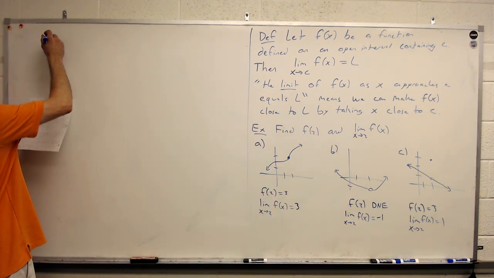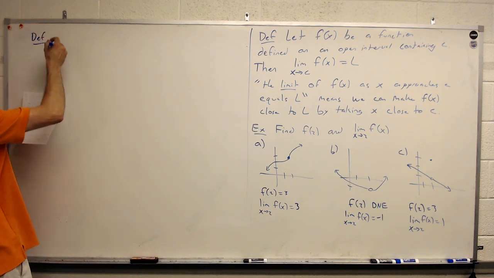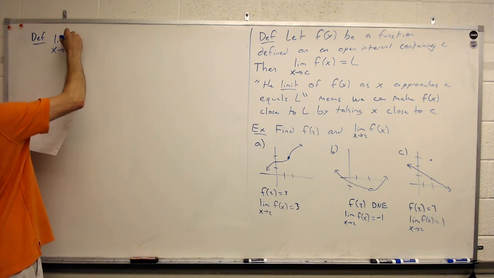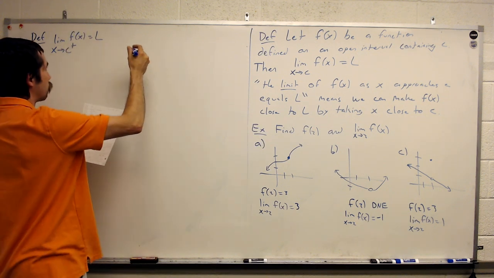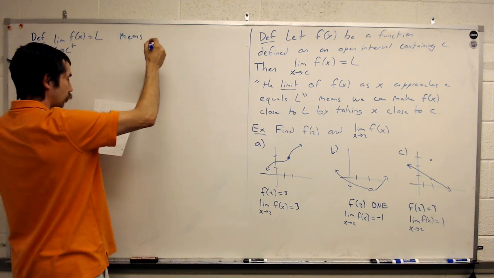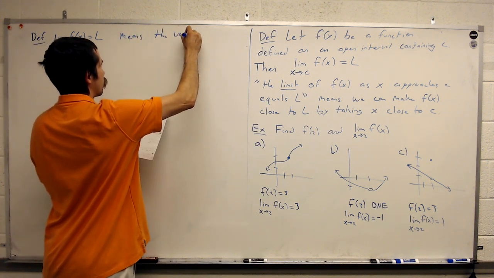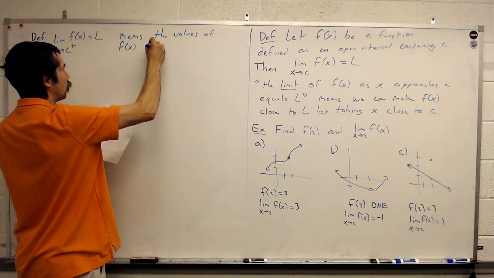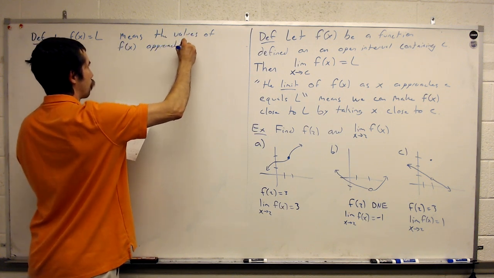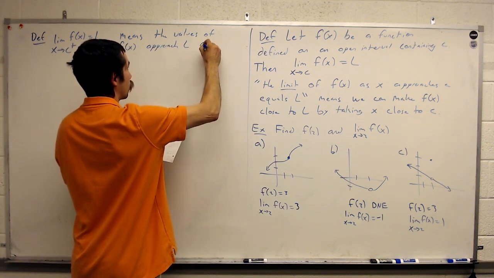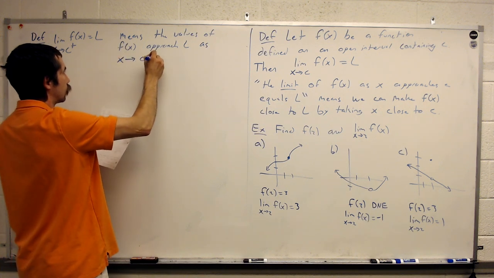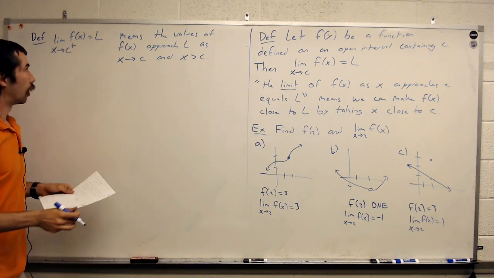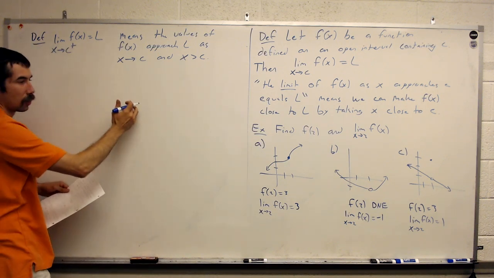So we write the limit as x approaches c from the right of f of x equals L. This means the values of f of x approach L as x goes to c, and we're only taking values of x greater than c. All right, so this plus up here means we're coming from the right-hand side.